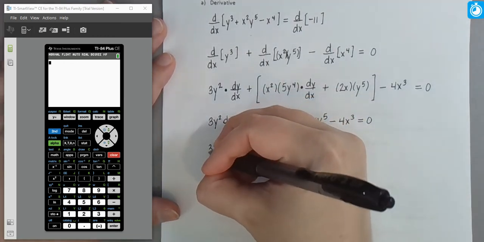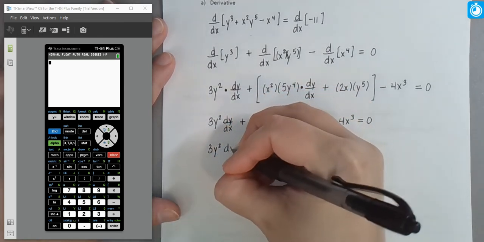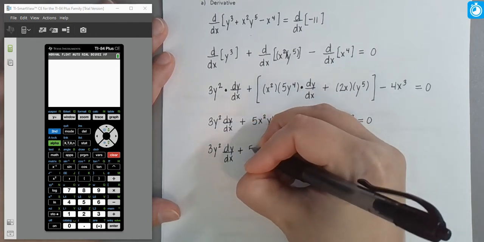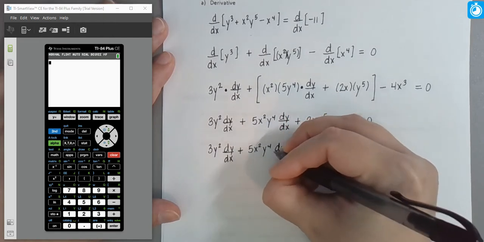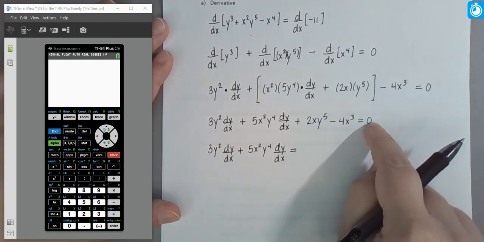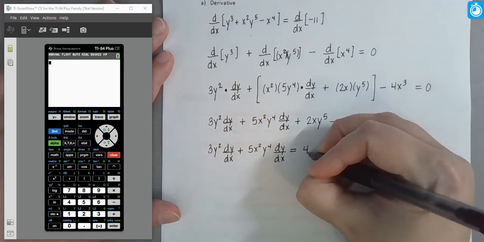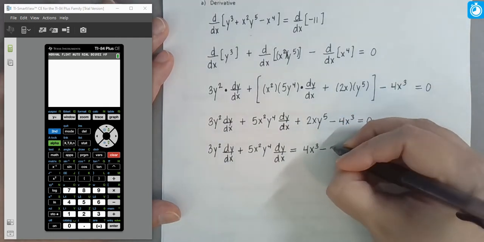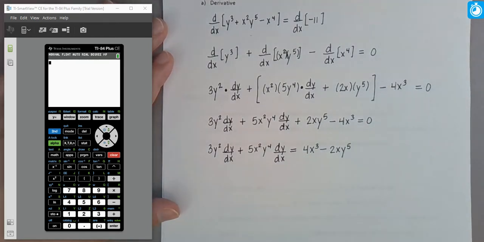So our first 2 terms, we're going to leave where they are. So 3y squared dy dx plus 5x squared y to the fourth dy dx. And then I'm going to add this term and then subtract this term. So positive 4x cubed minus 2 times x times y to the fifth power.